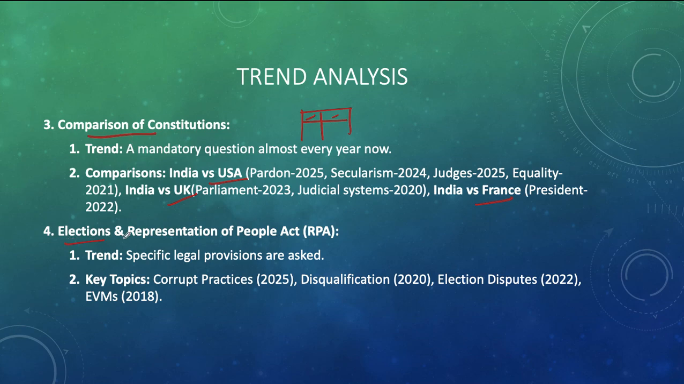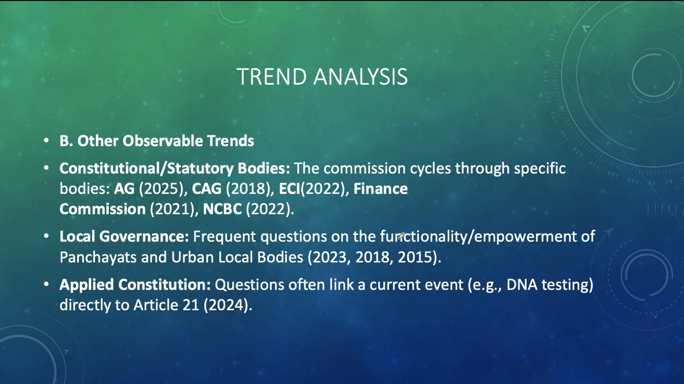And coming to the fourth most important topic, elections and the RP Act. Here, this year also there was a question on corrupt practices. But other than that, they used to ask about various sections such as disqualification, election disputes, EVM controversies, all this. So try to prepare the salient features of the RPA by reading the various section numbers in a clear manner and making notes. Other observable trends: you need to read constitutional bodies in a good manner, local governance, and various current affairs application-oriented topics, students.